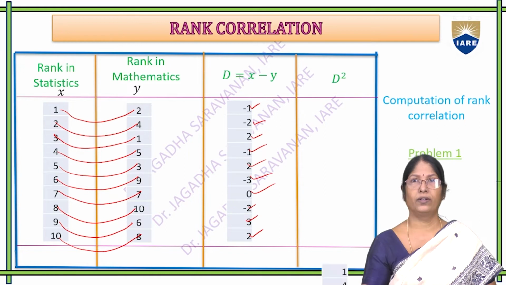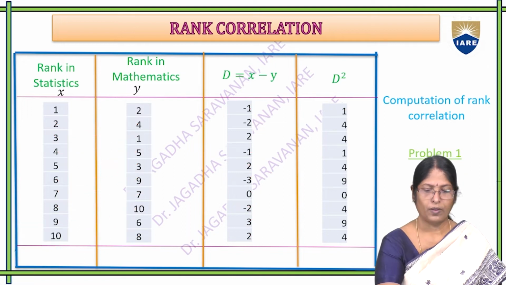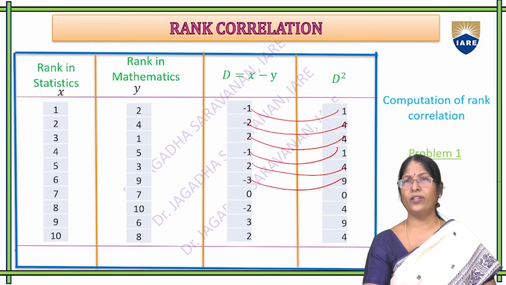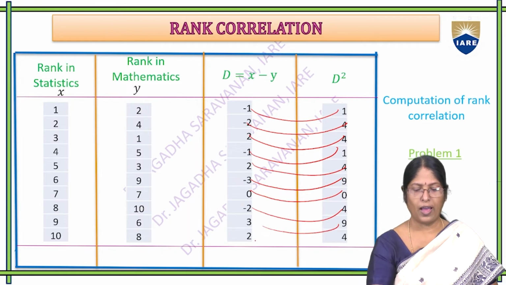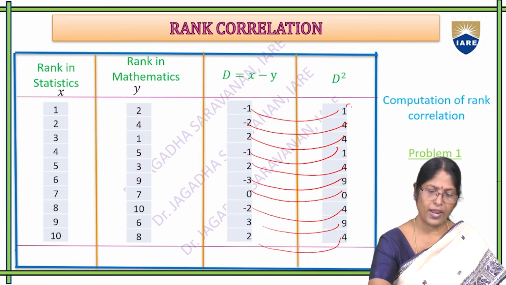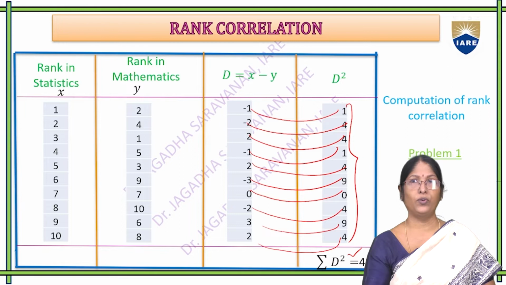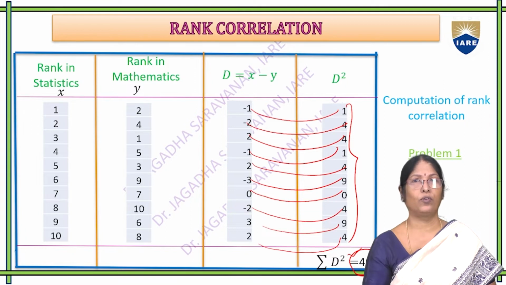Now d square: it is 1, 4, 1, 4, 4, 9, 0, 4, 9 and 4. We know that a negative number squared is always positive, so minus 3 the whole square is 9. We have obtained all the d square data. We needed summation d square, and the final result of the summation of d square is 40.